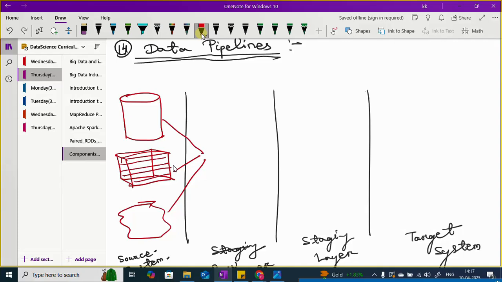How? Through a pipeline. This is a kind of pipeline through which data will flow. Pipeline means think about the water pipeline, right? So this is a data pipeline. Instead of water, data will flow from the source system to here. Okay, so this is the data pipeline.